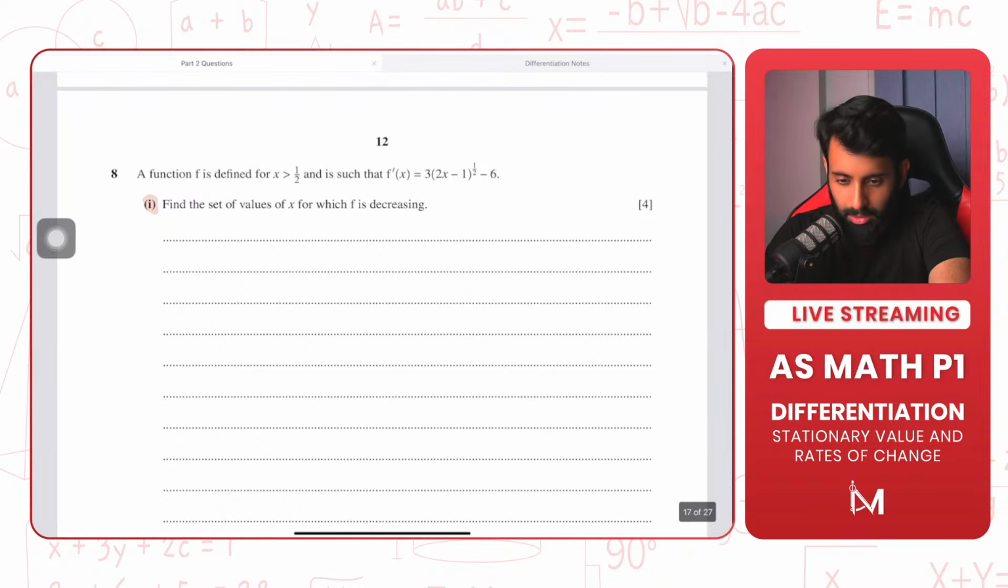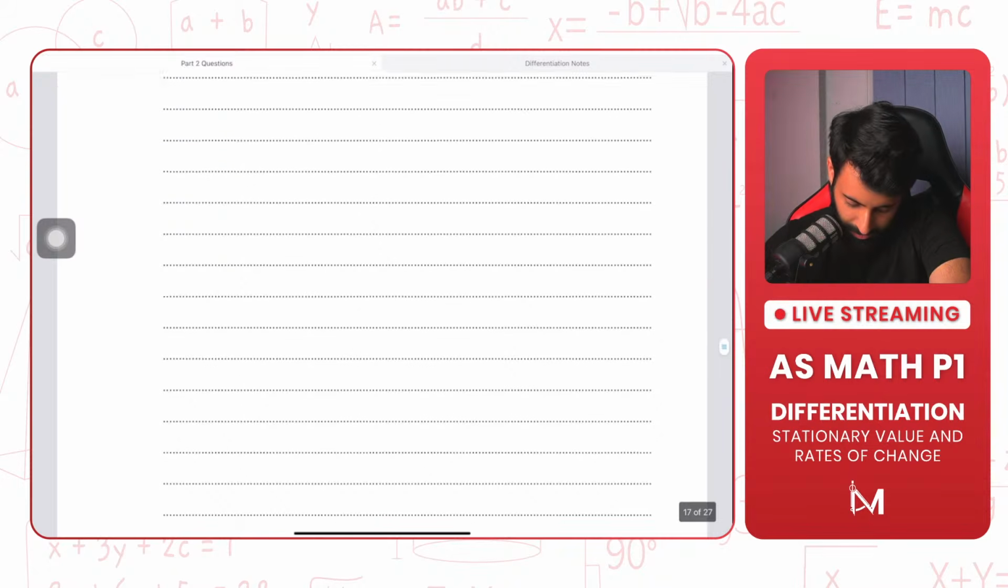So the good thing about this question is that we already have the differentiated version. So that means we don't need to differentiate it ourselves. All we have to do is take dy by dx and equate it to less than 0. And that should solve our problem. Okay. So let's do just that and see what's what.